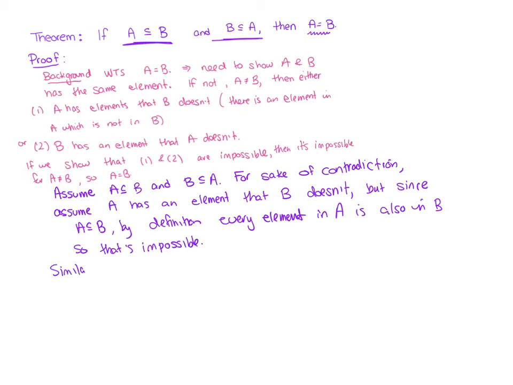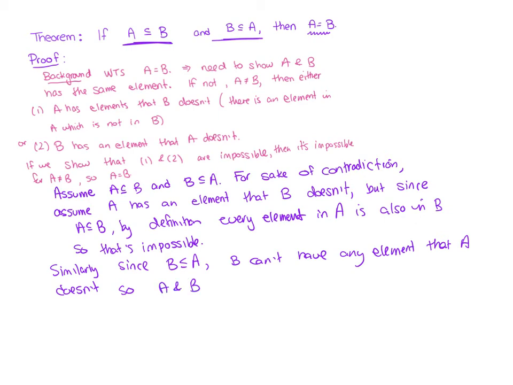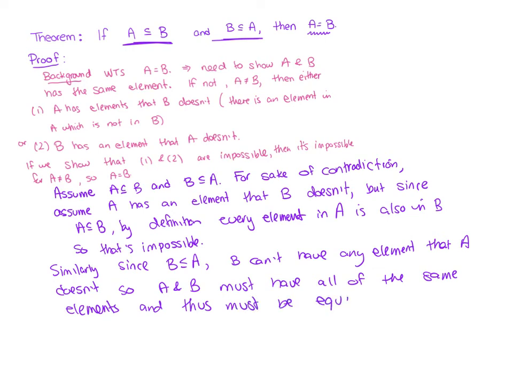Similarly, since B is a subset of A, B can't have any elements that A doesn't. So A and B must have all of the same elements and thus must be equal. All right, that's what we wanted to show. We wanted to show A equals B, so we're done. I like to end the proofs with a little box here.